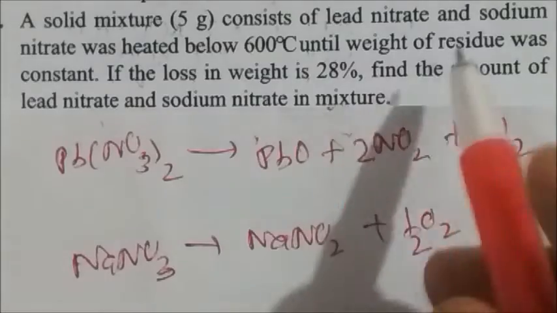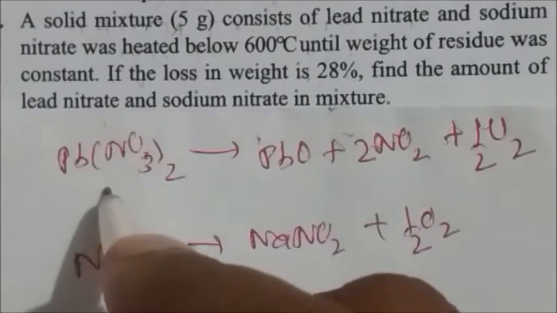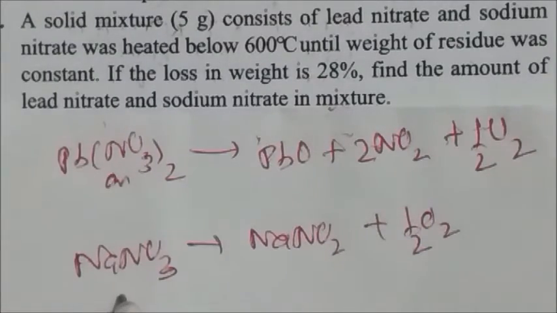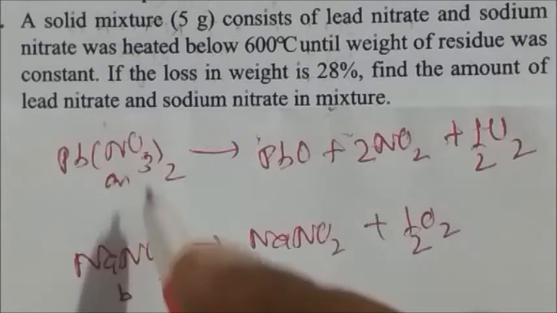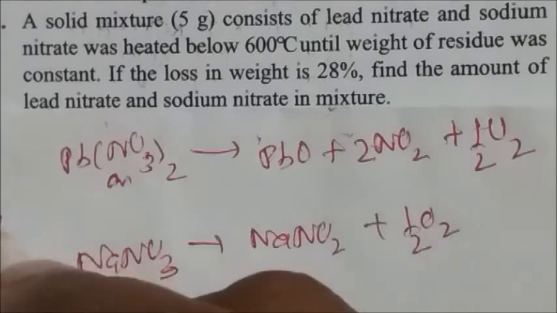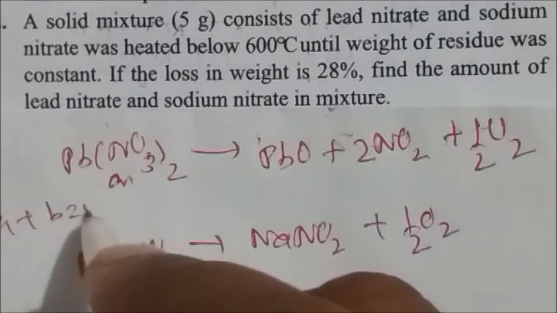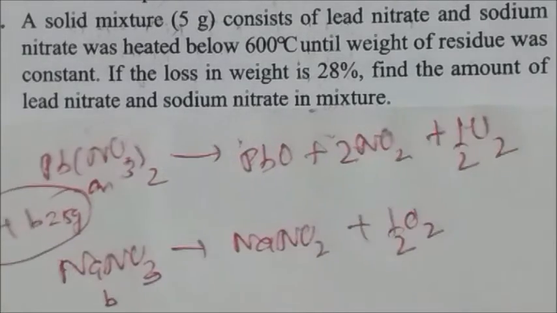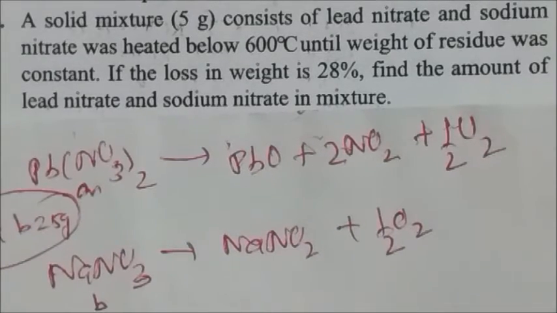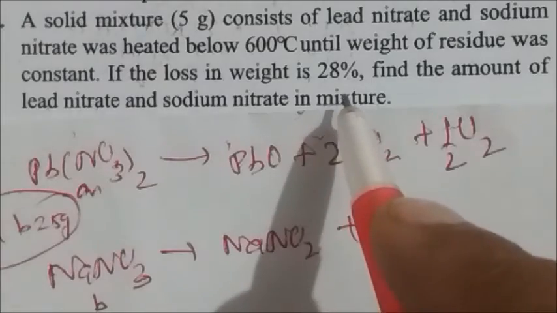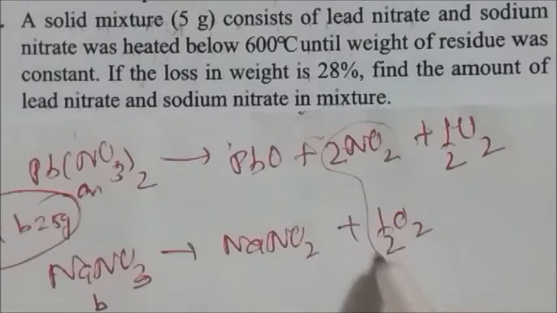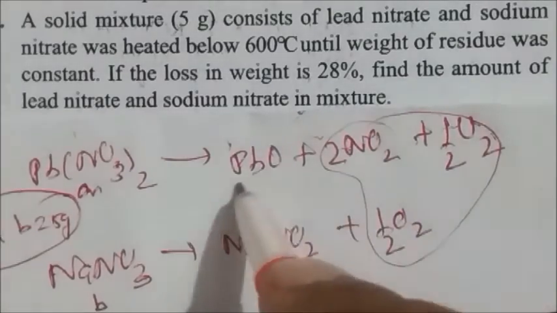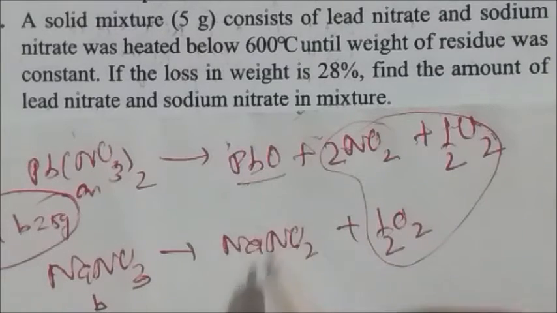Now the weight of these two reactants is given as 5 gram. So let's take this as A gram and this as B gram. So A plus B gram is how much? A plus B is 5 gram. The total weight is given here. Now in this case, what is the loss of weight? The loss of weight is also given as 28%. So these three gases are lost. This is a constant weight. So how much weight of this PbO and NaNO2 is left?